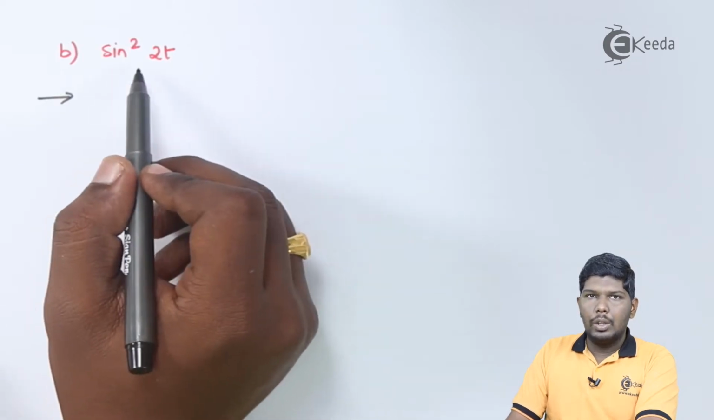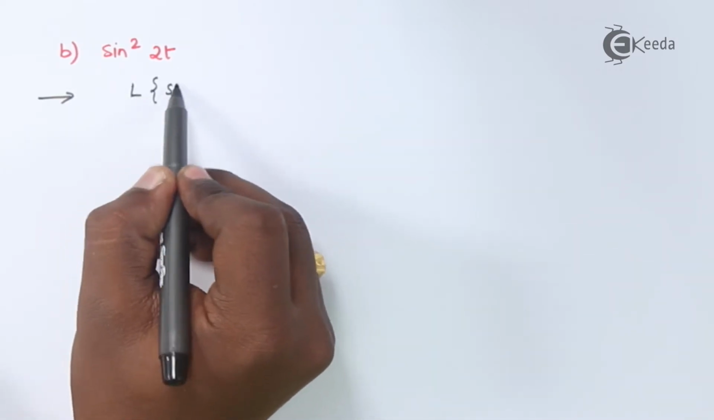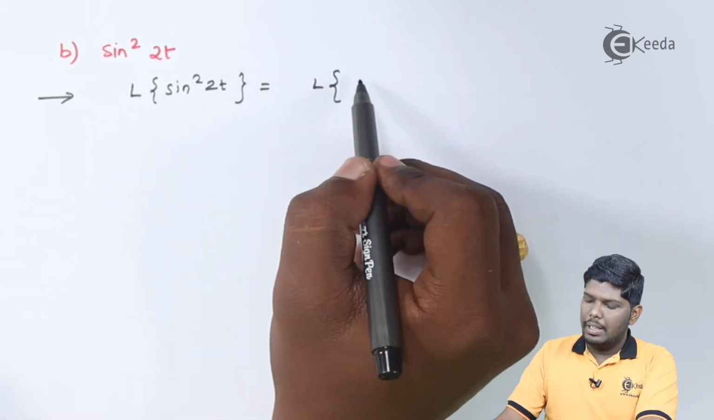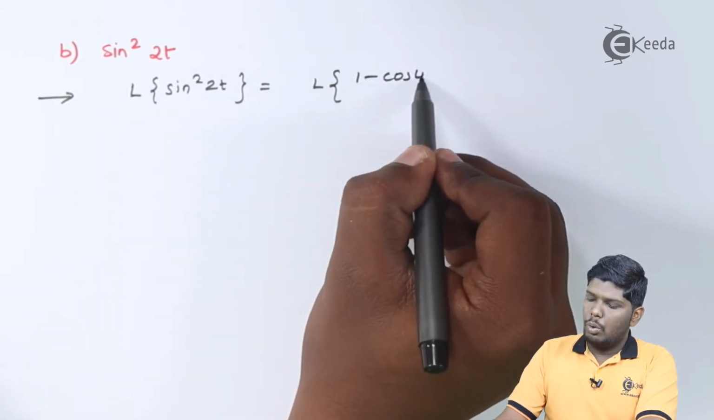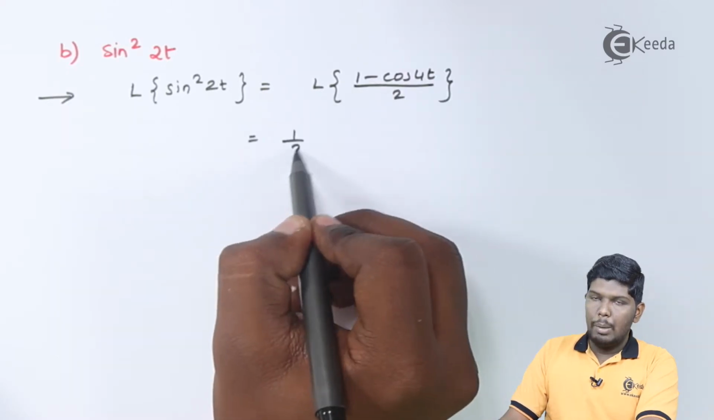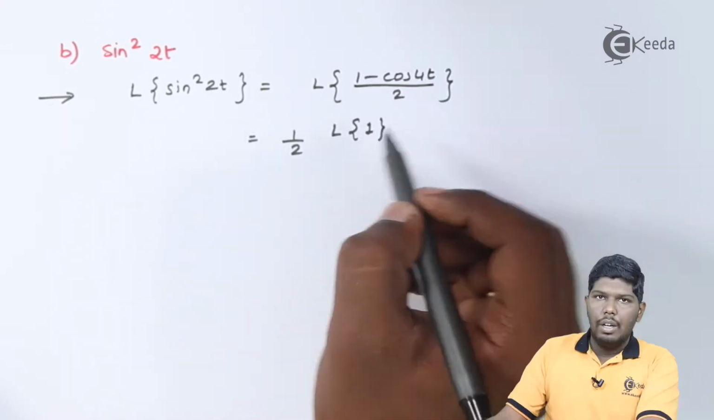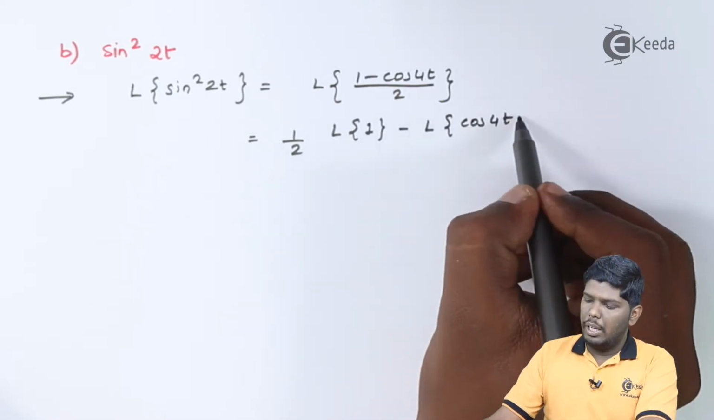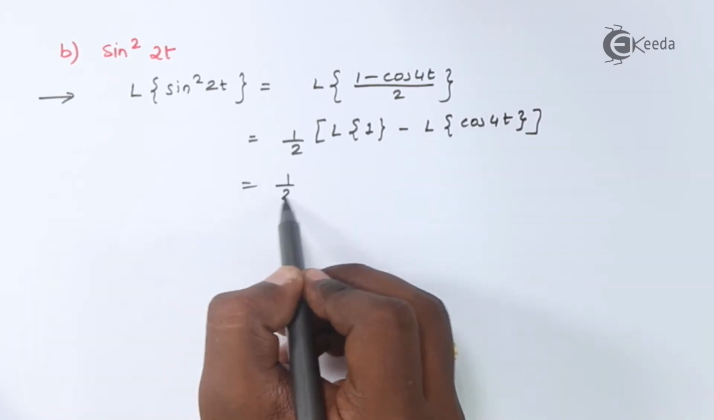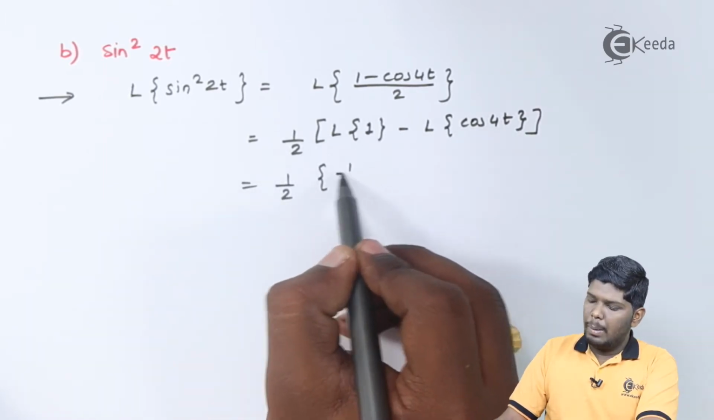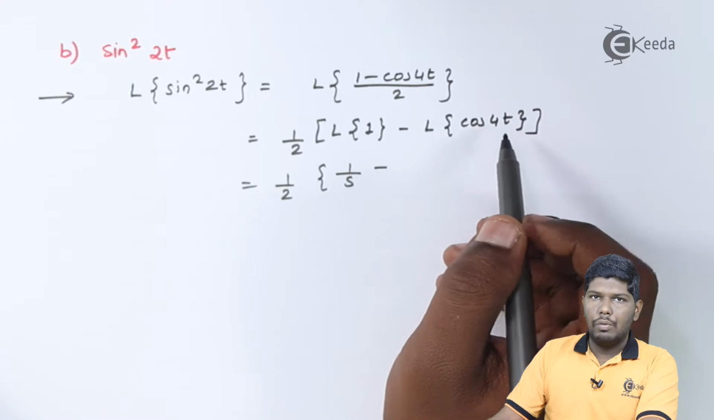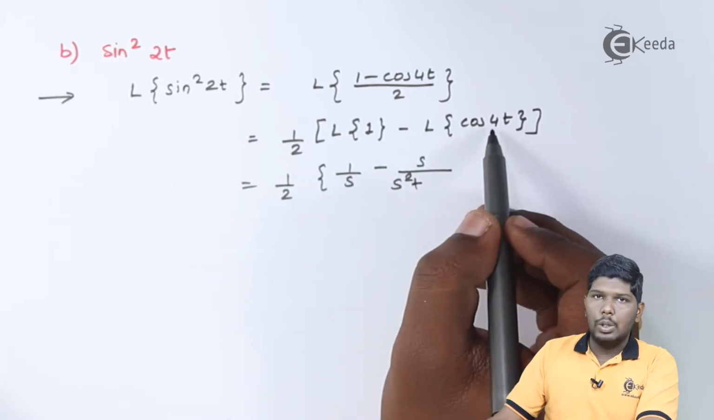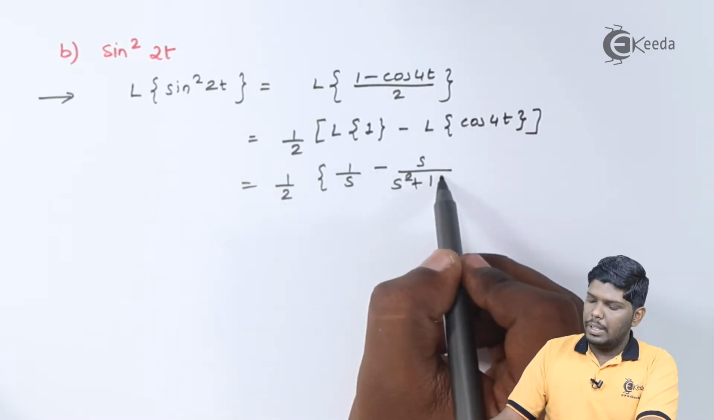Here we need to find Laplace of sine square 2t. Now sine square 2t can be written as 1 minus cos 4t upon 2. Taking 1 by 2 constant, we have Laplace of 1 minus Laplace of cos 4t. Laplace of 1 will give you 1 by s and Laplace of cos 4t will be s upon s square plus a square. Here the value of a is 4, so its square will be 16.